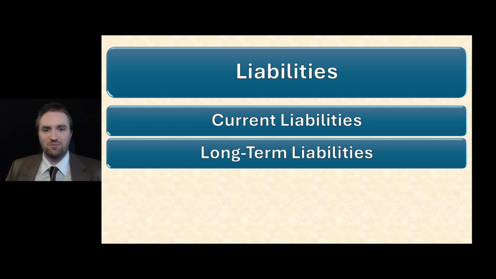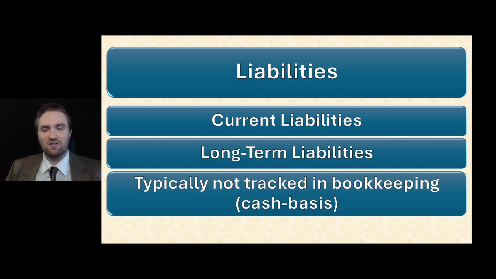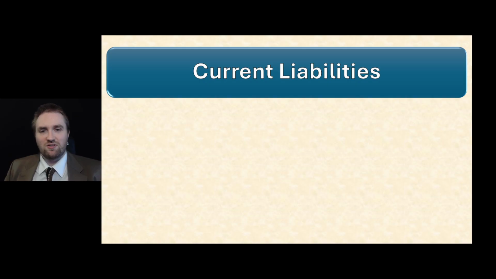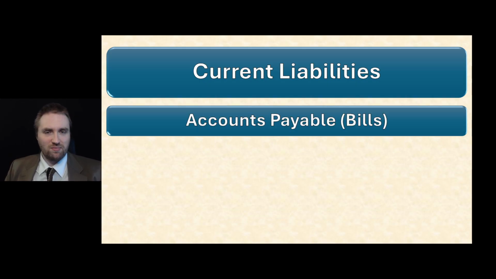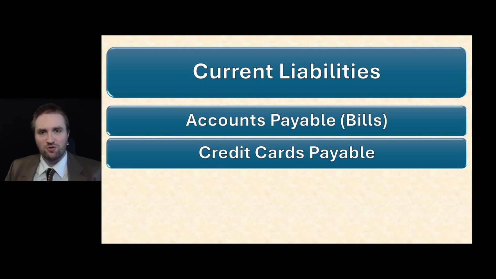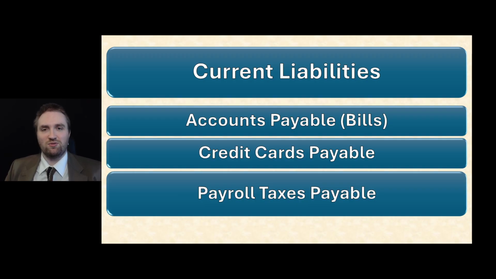Under strict cash basis bookkeeping, you don't usually track many liabilities because you only record expenses when you pay for them. The main current liability accounts are accounts payable, also known as bills, credit cards payable, which is credit card debt, and payroll taxes payable, which are the payroll taxes the business owes.